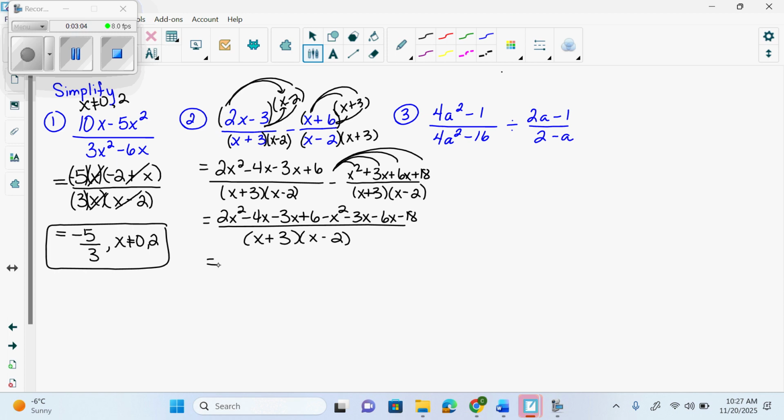Then I collect like terms. 2 x-rays minus an x-ray is 1 x-ray. Negative 4 xylophones minus 3 xylophones is negative 7. Minus 3 is negative 10. Minus 6 is negative 16 xylophones. And then 6 minus 18 is negative 12. All over x plus 3, x minus 2. What are my non-permissible values? x can't equal what? Negative 3 and 2.